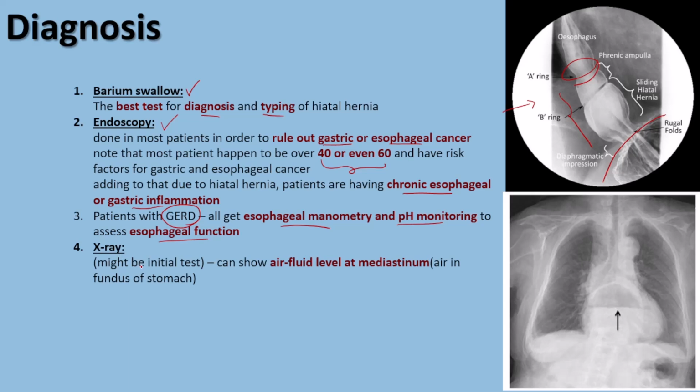Probably the best initial test for these patients is X-ray, and in the X-ray you can see an air fluid level at the level of the mediastinum. So here in this picture you can see an air fluid level at the mediastinum, and this is pathognomonic for hiatal hernia. This is the fundus of the stomach, and this is filled with air, and below that you can see that there is a fluid level. So this is a pathognomonic demonstration of X-ray in patients who are suffering from hiatal hernia.